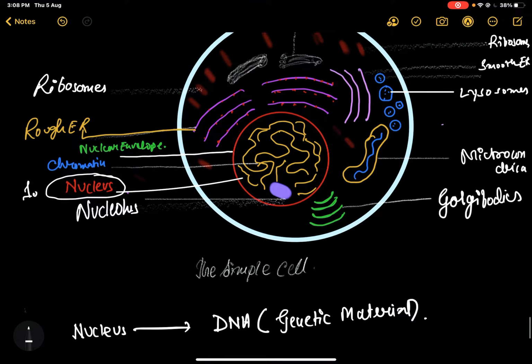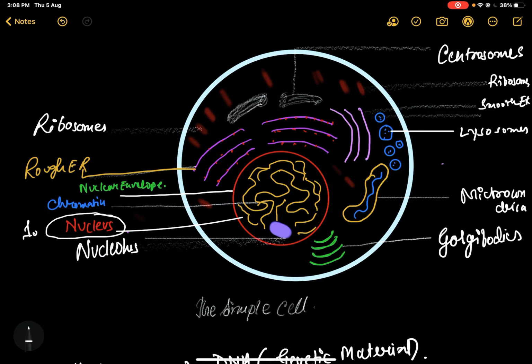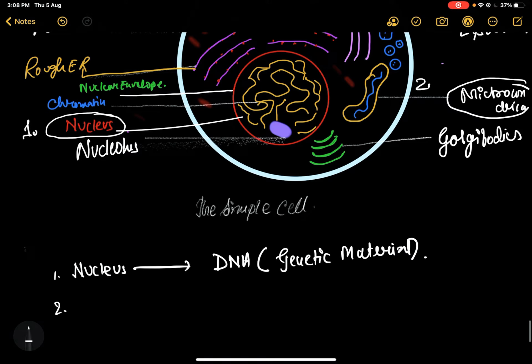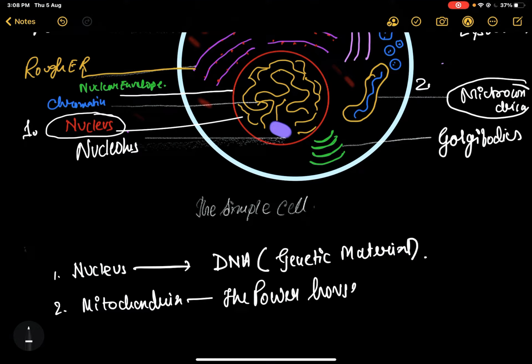Number two is mitochondria. Now, the mitochondria, as you can see, is a sausage-shaped structure in the cytoplasm. Sometimes it's described as the powerhouse of the cell. It's also known as the powerhouse of the cell.